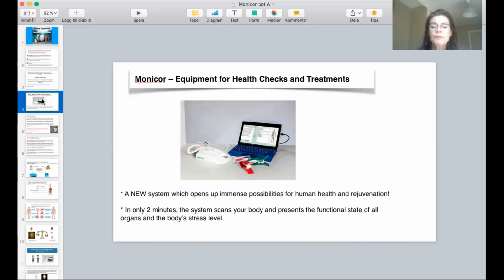So one of the first things it does, it scans your entire body, every single parameter you have in the body, and tells you the functional state of each organ and system, and also the body's stress level.